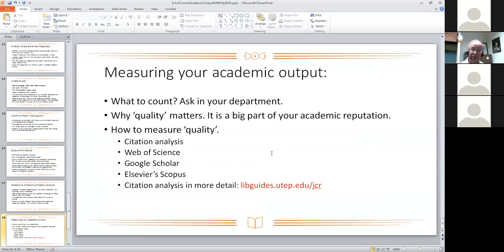So you can go into Web of Science, pull out all of their social science journals in your discipline, and then take a look at the list to see how often they're cited. That'll give you a good ballpark to start with. Okay?